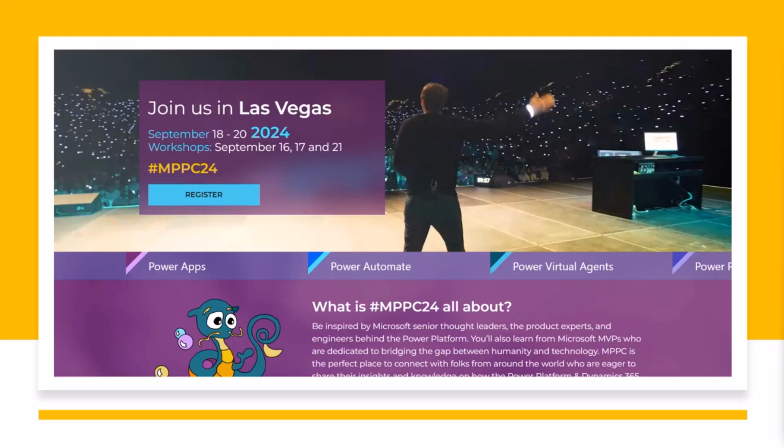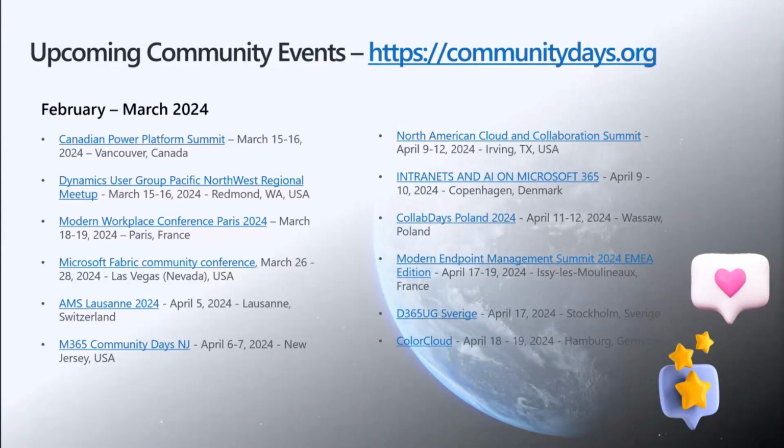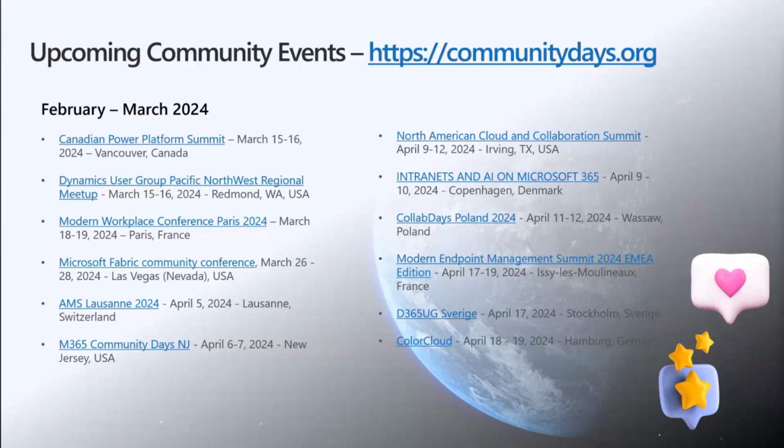Now, on top of this, we have a lot of community events happening all around the world. So you can go to communitydays.org and see all of the different events which are happening. Some of these are free, some of them might have a small cost, some of them might be hybrid, based on the model the organizers have chosen to use. But a lot of opportunities to meet other people who are part of the community and stay up to date on what's happening and how to build stuff or use stuff within Microsoft 365 and Power Platform efficiently.